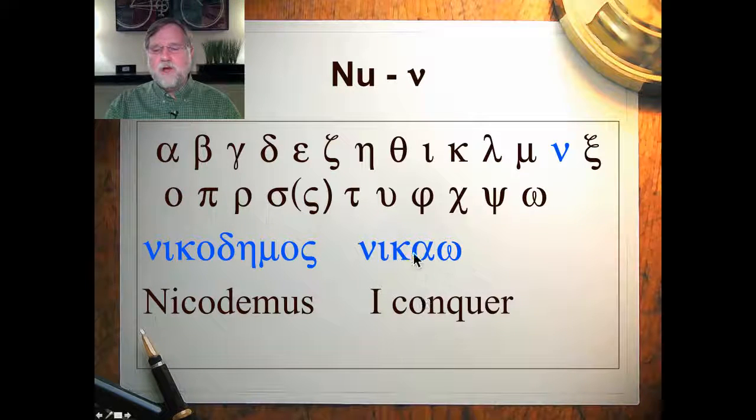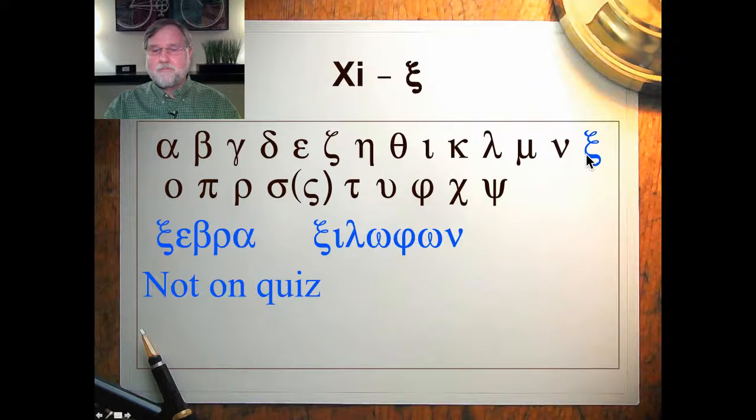And the reason you ought to be familiar with that, and I can guarantee you these 2 will be on the vocabulary test, is Nikao is where we get Nike from. If you've ever worn Nike shoes or heard about Nike shoes, they mean I conquer. So that's where they get the word from. Nikao and Nicodemus. Okay. Xi is a real strange one.